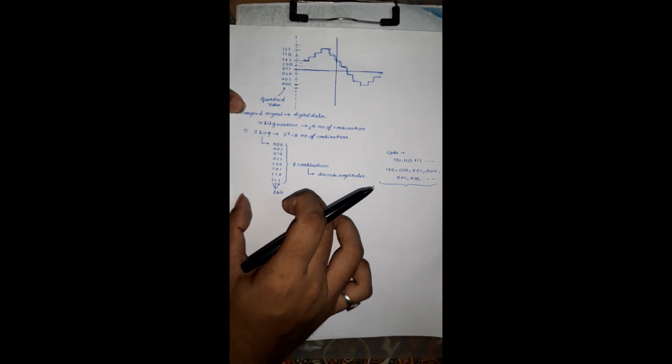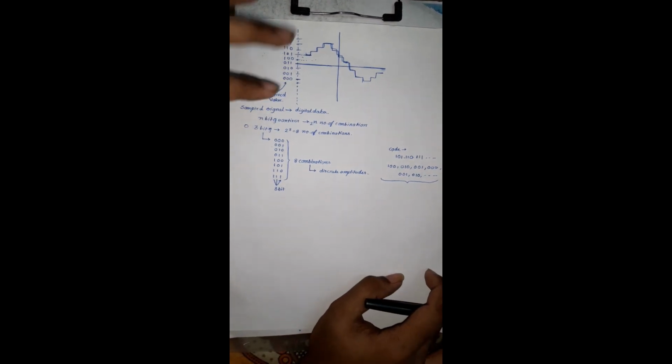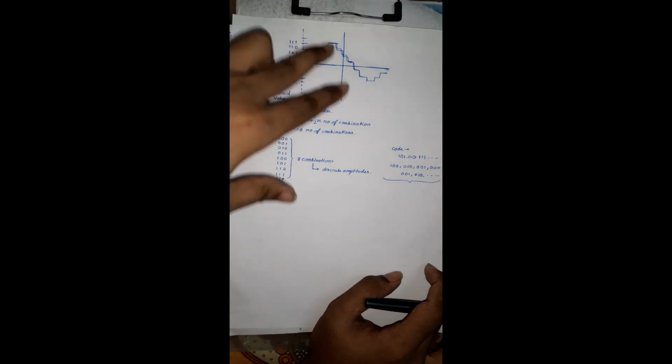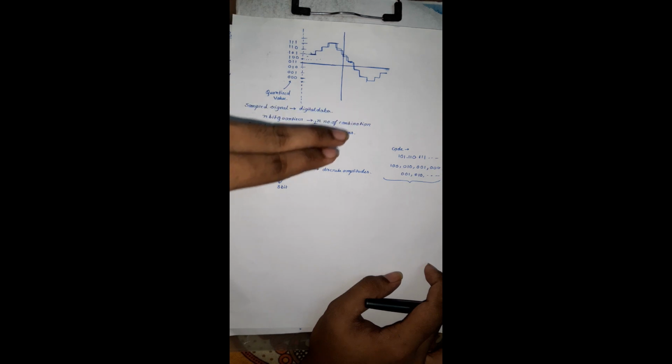For a 4-bit quantizer, we will get 4-bit combinations, and obviously we will get 16 combinations. So there will be 16 different codes. That means we can map 16 different values of a signal. Here we can map only 8 different values of this flat top sampled signal.